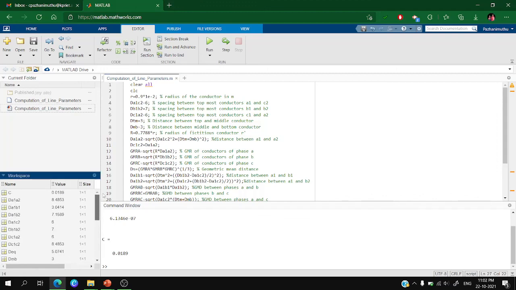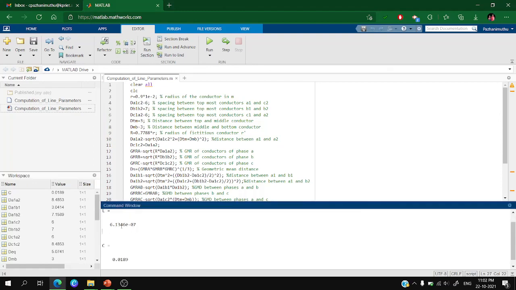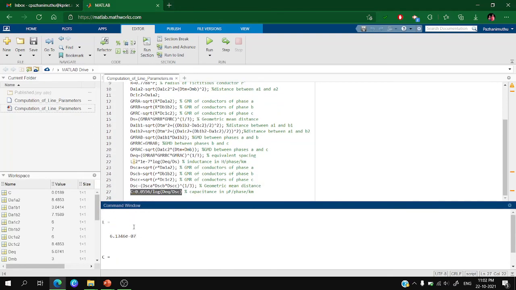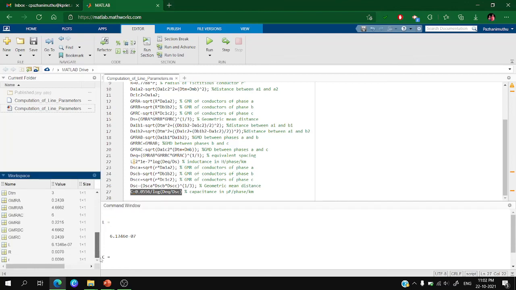workspace. So this is the actual net result that we need to calculate, that is the calculated value of inductance and capacitance. This is the ultimate aim, to calculate the inductance and capacitance of the transmission line. So these are the various variables used for calculating the value of inductance and capacitance. So those values are saved in the workspace.